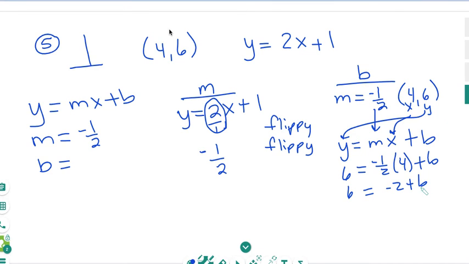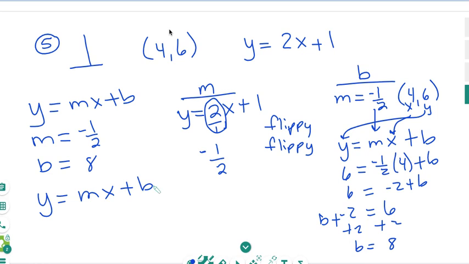Is the b on the left? It's not, so I'm going to use the symmetrical property. Is the b alone? It's not, so I'm going to go ahead and zero pair out. b is equal to 8. So now I'm going to write my equation, y equals mx plus b. My 8 is going to go in for my b, and my negative 1/2 is going to go in for my m. y is equal to negative 1/2 x plus 8.